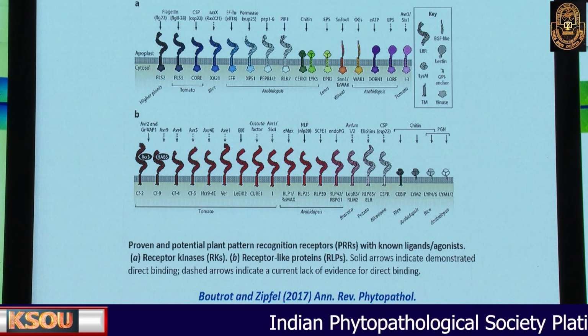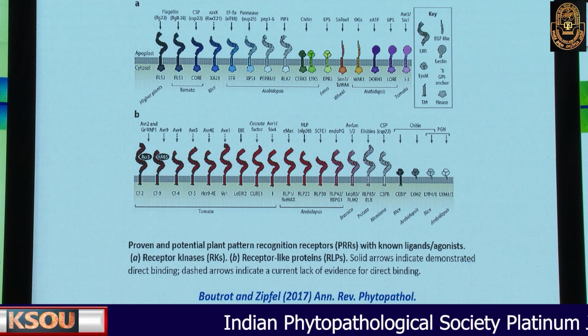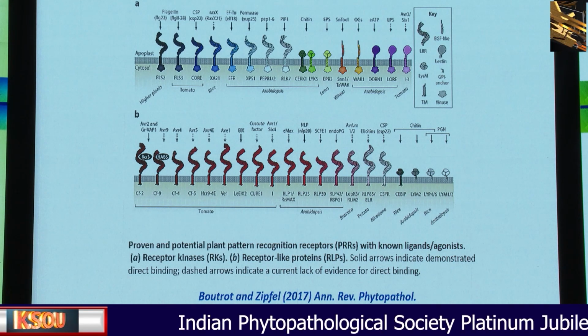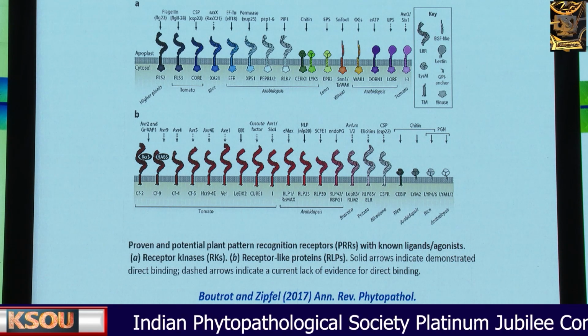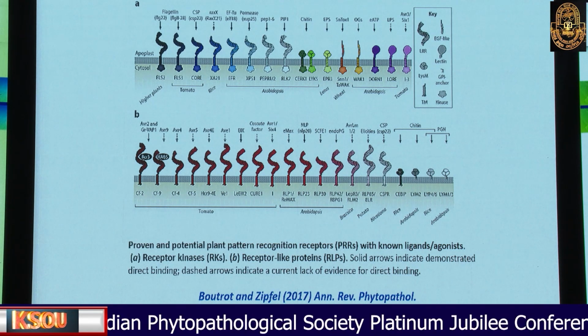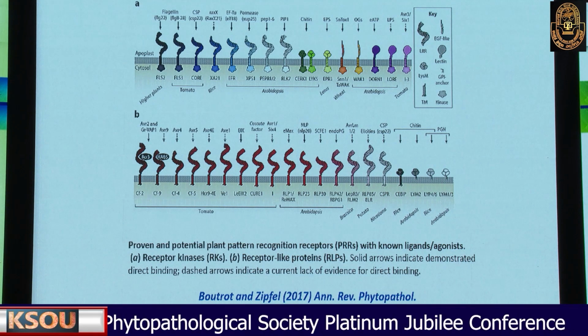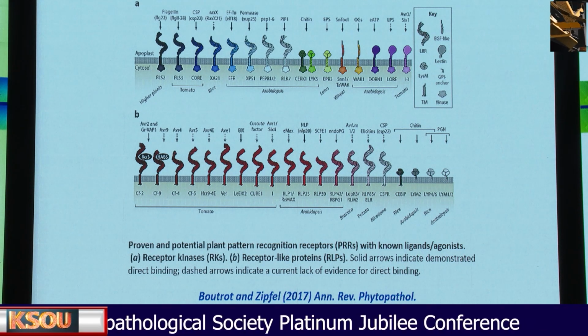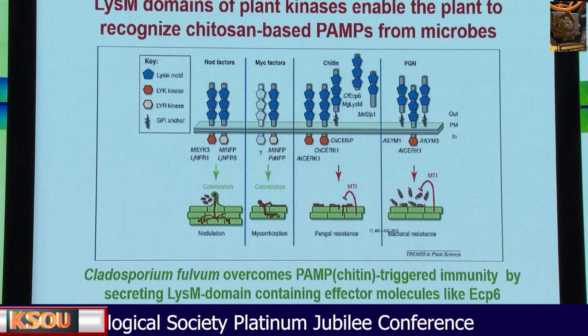The other type of receptors that you find are receptor-like proteins. They are called RLPs. Varieties of these molecules are known to be present on the surface of the plants, which interact with a variety of molecules that come from microorganisms.